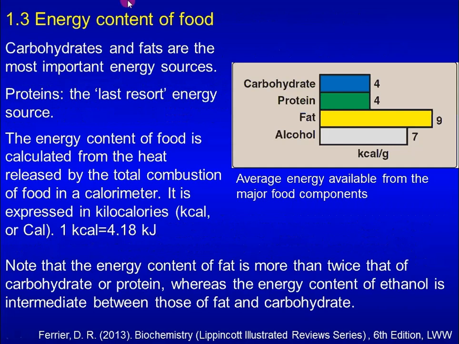The energy content of food is calculated from the heat released by the total combustion of food in a calorimeter. It is expressed in kilocalories. Energy from fat is 9 kilocalories per gram. Energy from alcohol is 7 kilocalories per gram. Energy from proteins and carbohydrates is 4 kilocalories per gram. We should remember these numbers.